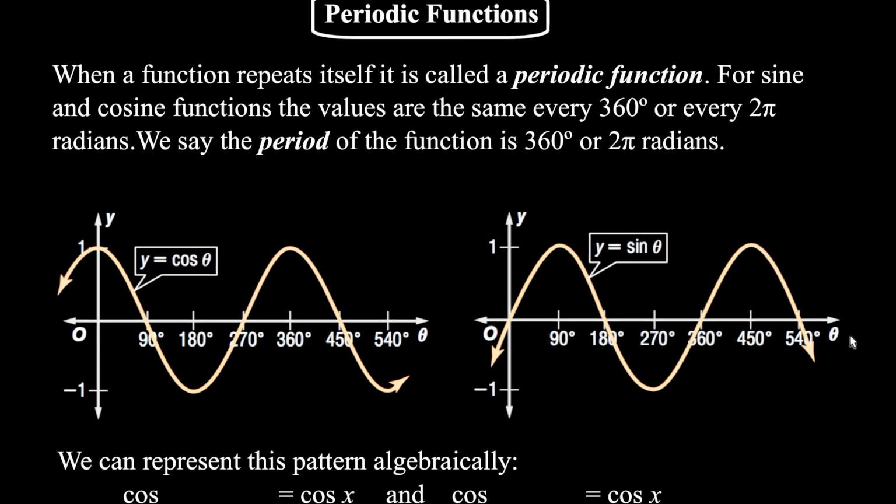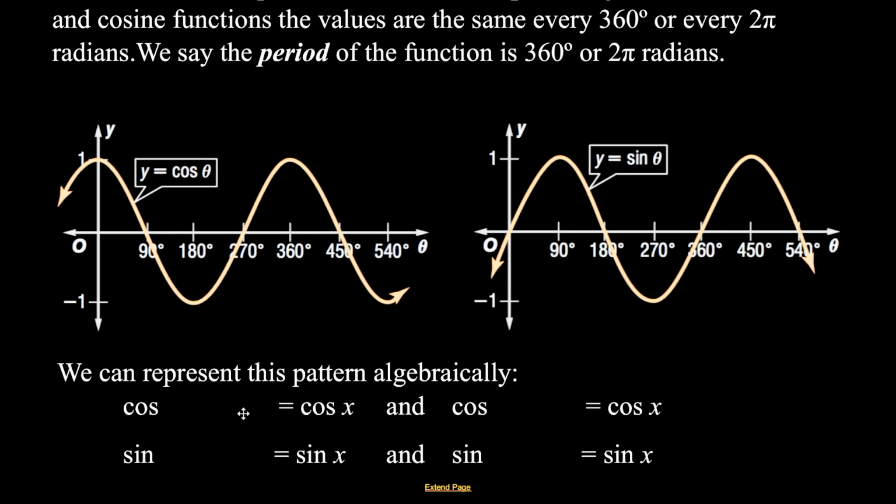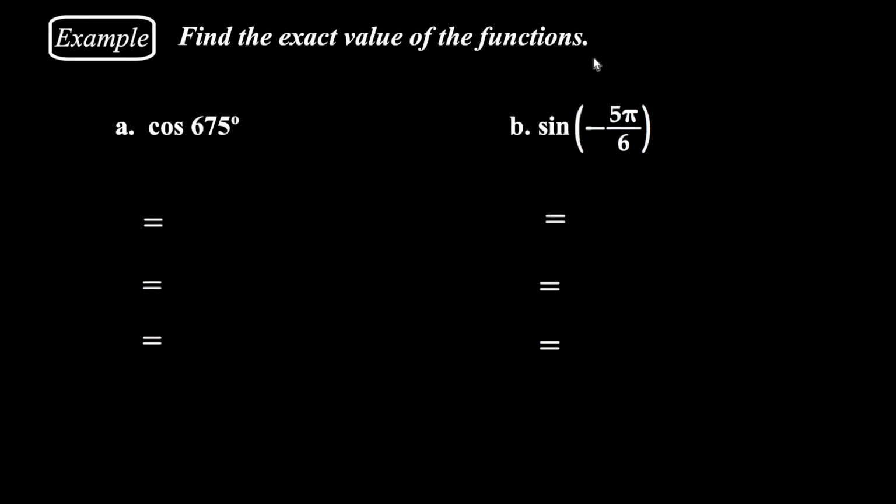So algebraically, we can represent this by saying the cosine of whatever the angle is plus 360 is the same as the cosine of the angle. In radians, we would say the cosine of x plus 2 pi equals cosine x. Likewise for the sine function, x plus 360 and x plus 2 pi. So those two formulas will help us to solve these problems here.